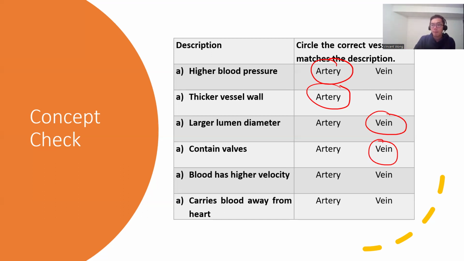Okay. We're talking about general arteries and veins. Some people get confused. They're like, hey, but the aorta has a valve and the pulmonary artery has a valve. Those, for all intents and purposes, are valves related to the heart. These are like veins elsewhere in the body, okay? Higher velocity, I hope you remember, it's artery and carries blood away from the heart. That is also artery.